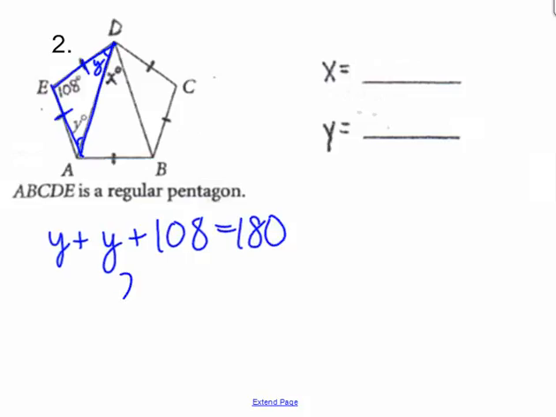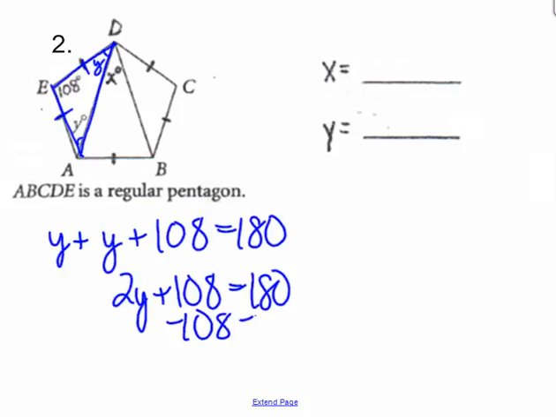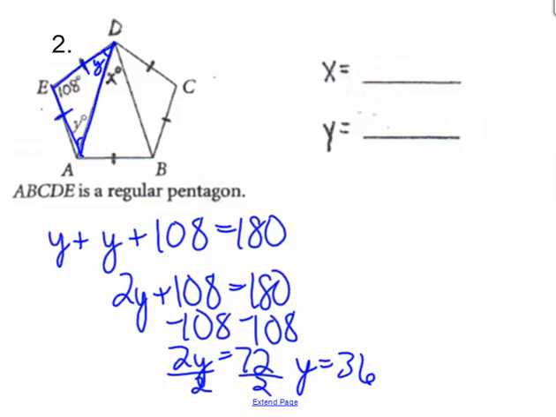So I'm going to combine like terms. I'm going to subtract over the 108. So I get 2y equals 72. And then divide by 2. So my y is 36. So now I'm going to find x.